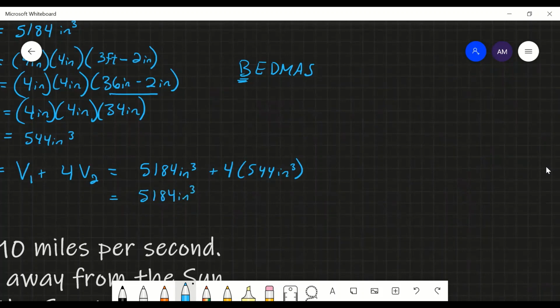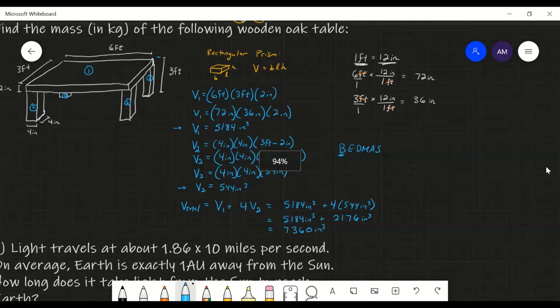Copy this part down. What is 4 times 544? My calculator says that this is 2176. Now let's add these two together, plus 5184, is 7360 inches cubed. So we're on to something now. We have a total volume of 7,360 inches cubed.